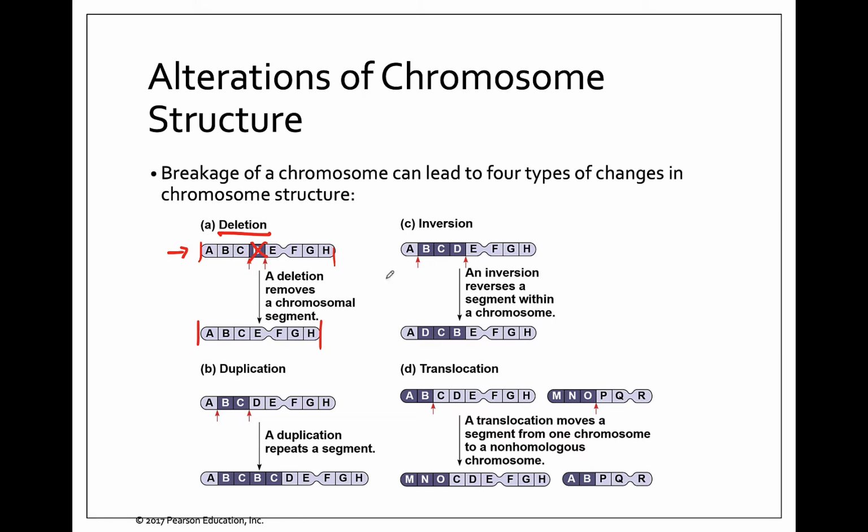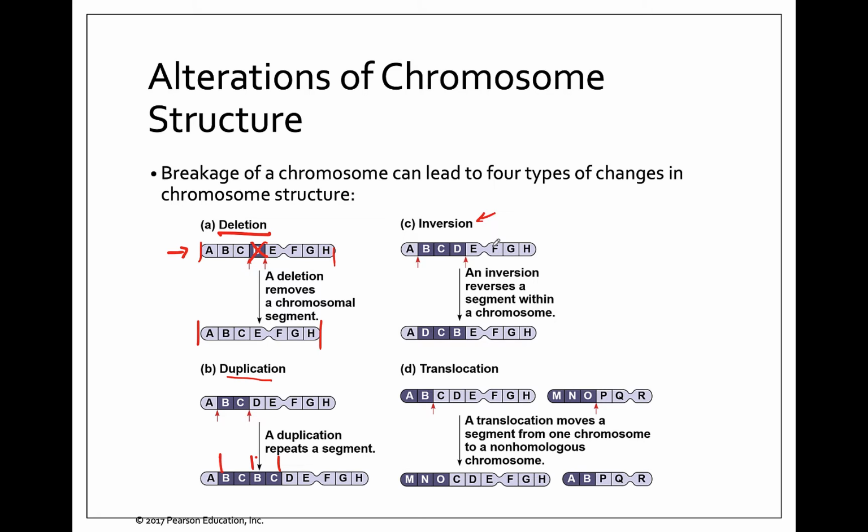So that's a deletion. You can get a duplication. So when a section is actually taken out and duplicated, so it can be put in here twice. So instead of A, B, C, D, E, we get A, B, C, B, C. And so we get 2 copies of B and C. So that is duplicated.